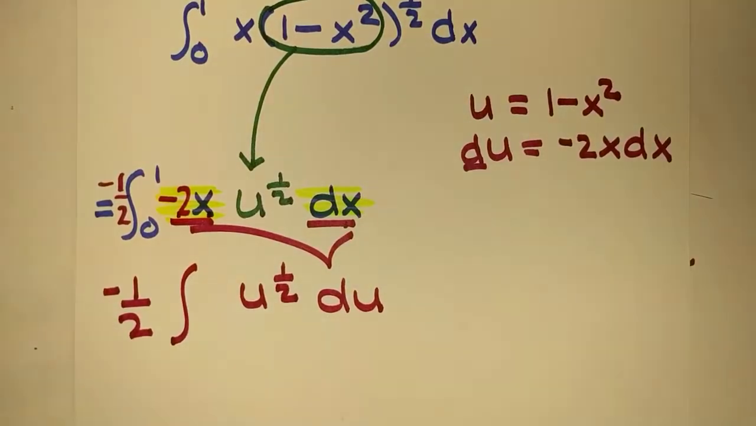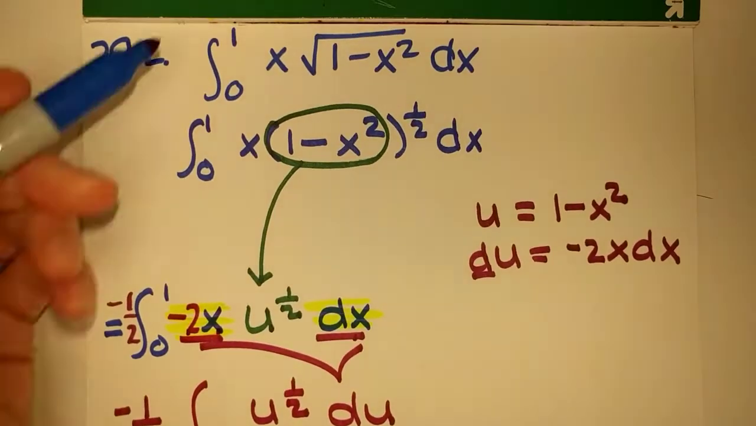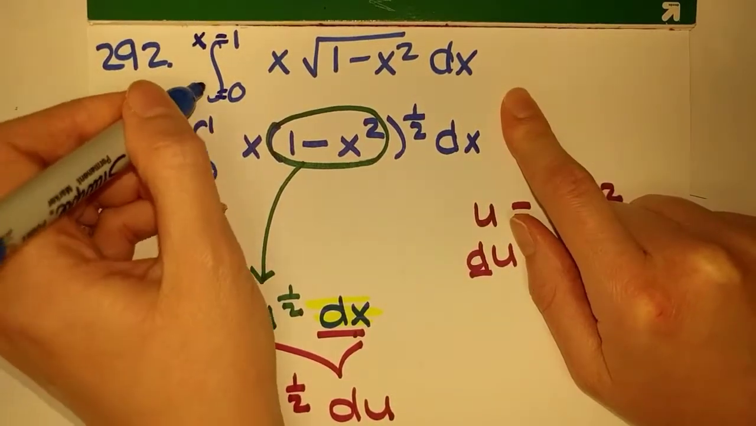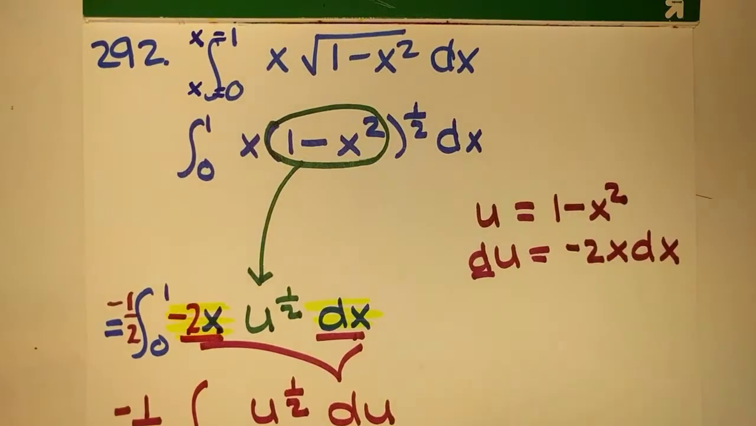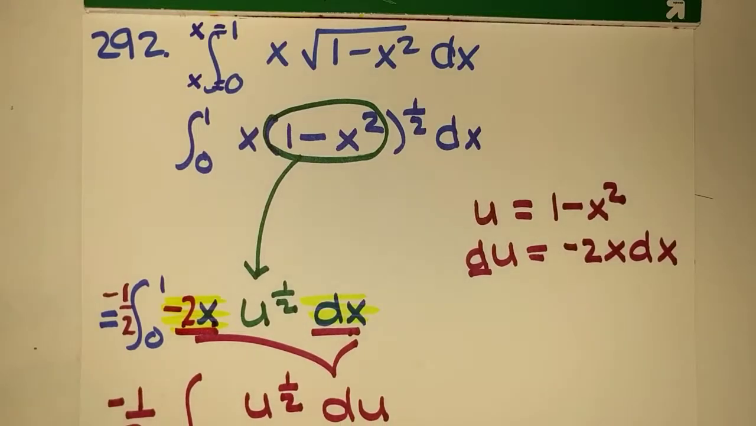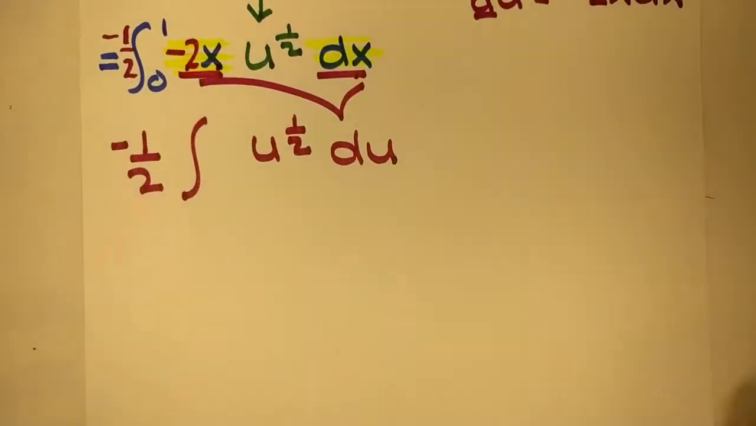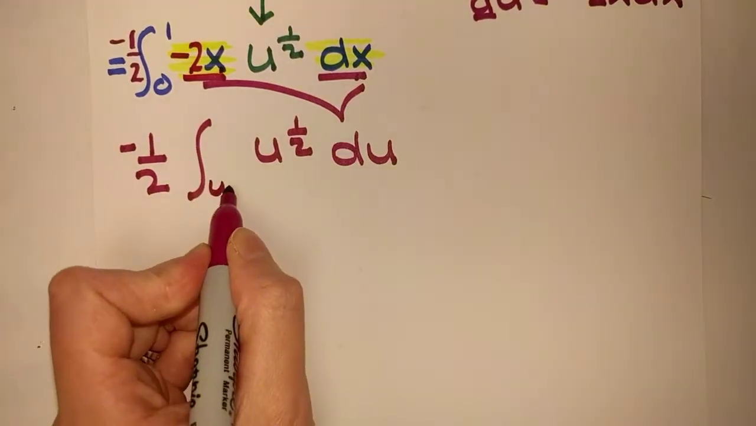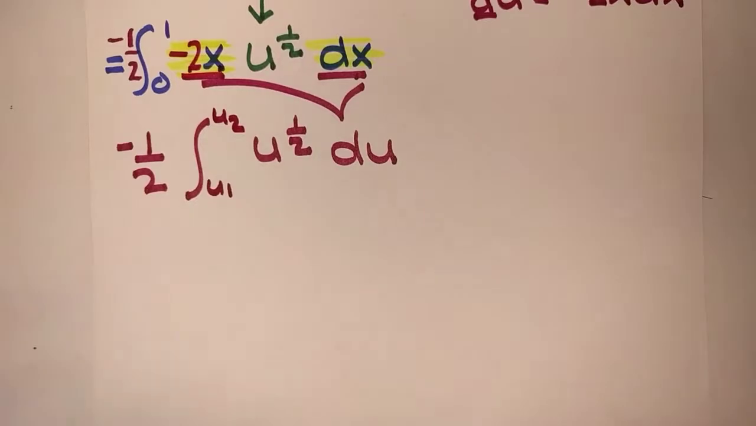Now, we've got to talk about these bounds. These bounds up here, when it's in terms of x, represent x is equal to 1 and x is equal to 0. Now, you could go off to the side and convert to special u bounds, but the process is the same as the indefinite integral. I am not going to convert to special u bounds. I am just going to have a placeholder of u1 and u2. Again, you could convert it to the actual new u bounds, but I'm just going to say u1 and u2.